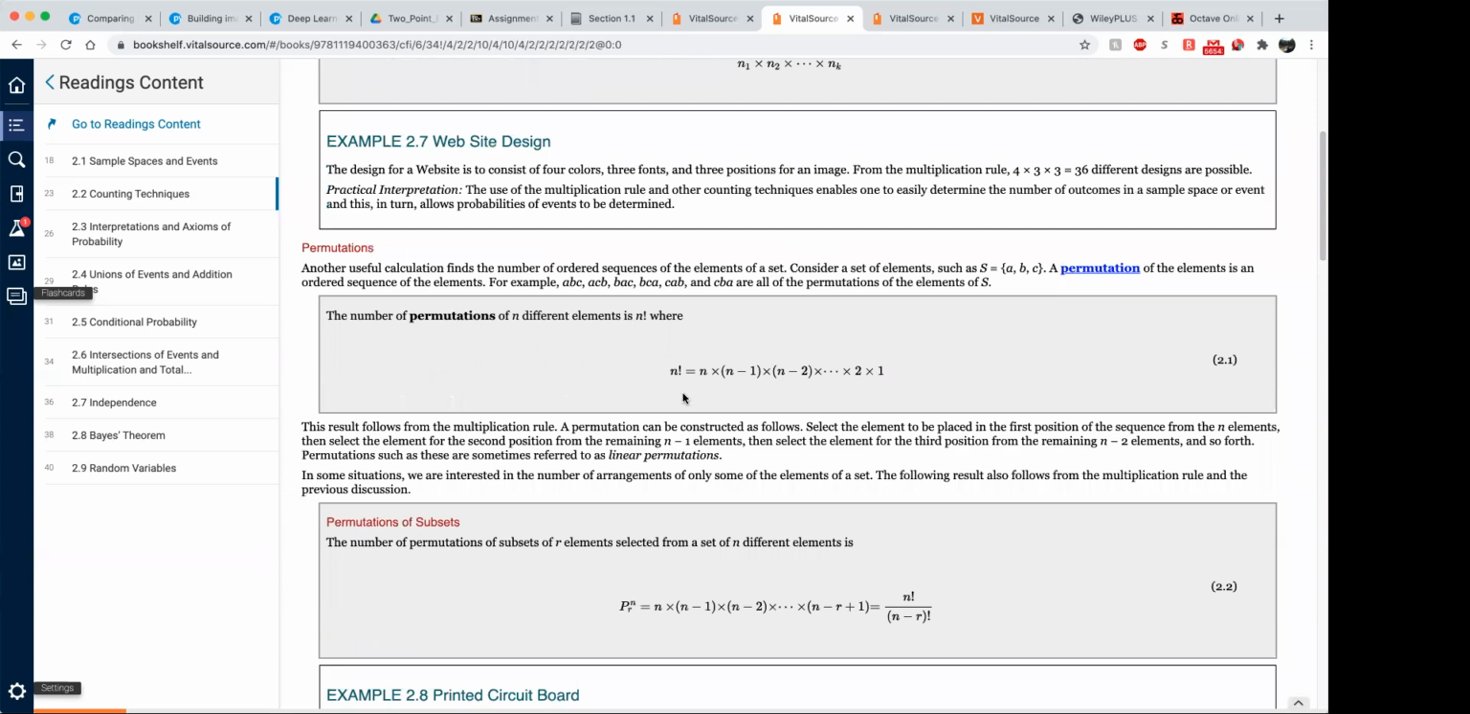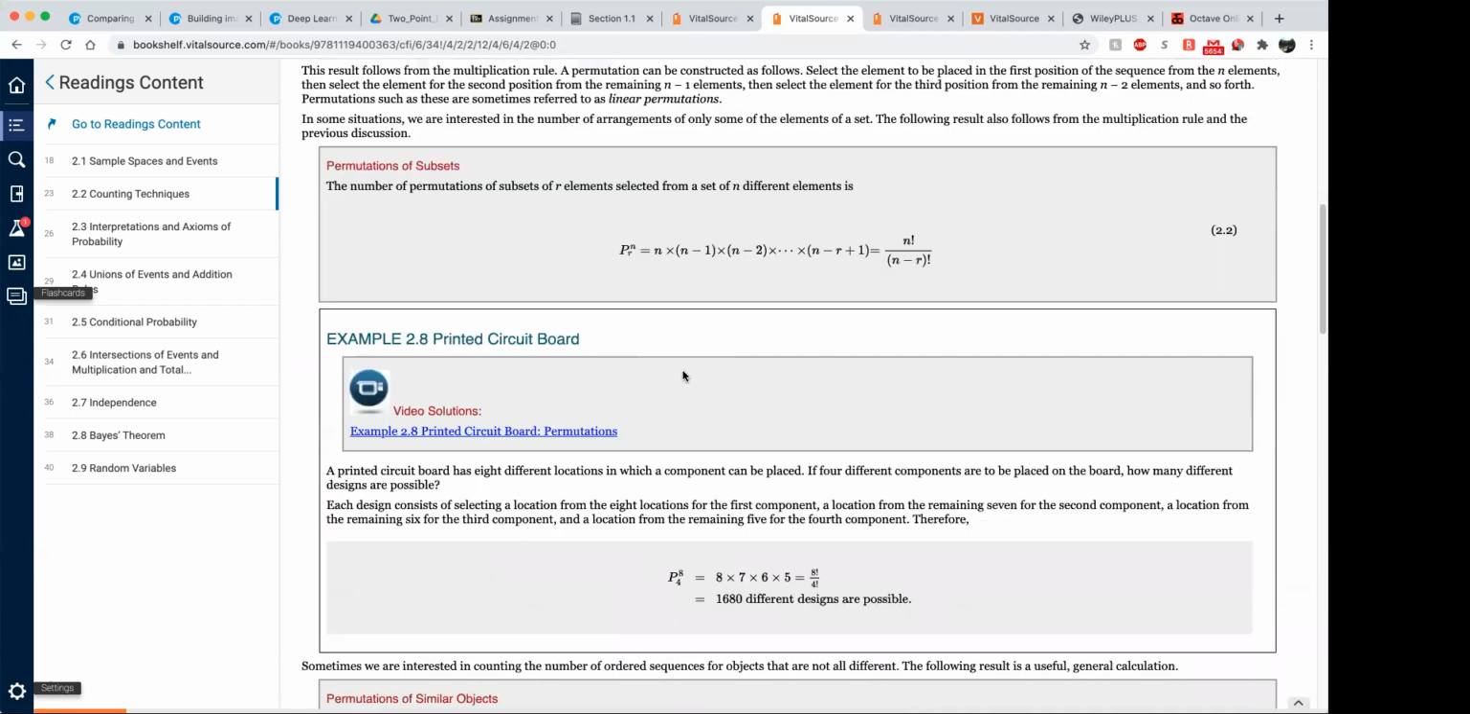Okay, and the permutation. What's the permutation? It is used to find the number of orderings, the sequences of the elements of a set. Consider a set of elements such as S equal to the set of A, B, and C. The permutation is the number of ways to arrange all the possible outcomes, considering order. The arrangements of ABC are ABC, ACB, BAC, BCA, CAB, and CBA. That's all the ways to arrange the three letters ABC in the sample space S. So permutation is the number of ways to arrange possible outcomes of a sample space or event, depending on the problem, considering order.